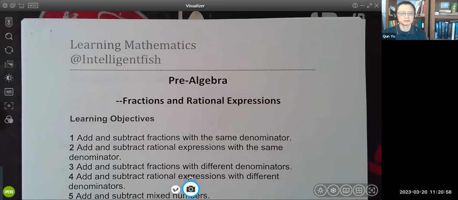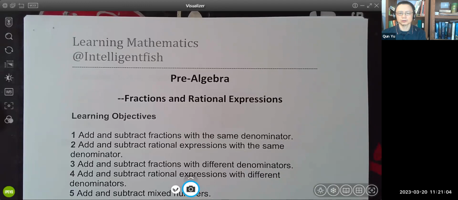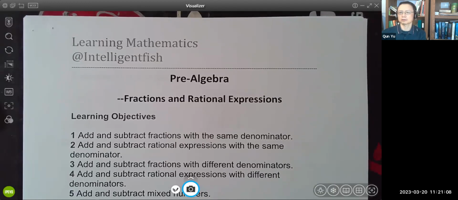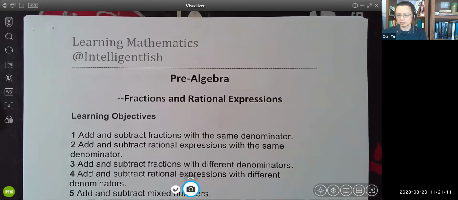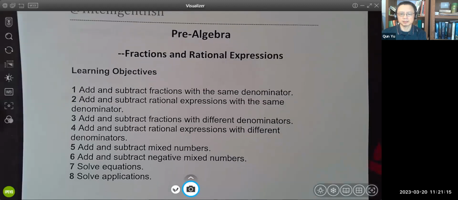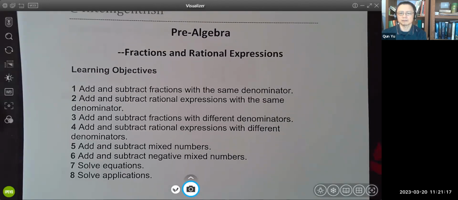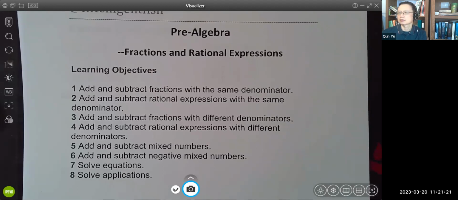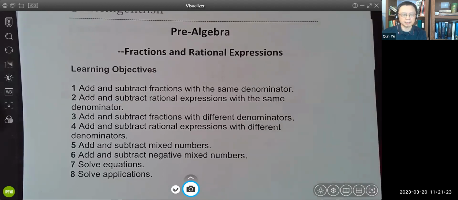Hi everyone. In this video, we are going to look at how to do addition and subtractions with fractions, including rational expressions. We have 8 learning objectives, and they all involve addition and subtraction of fractions. So let's look at them one by one.